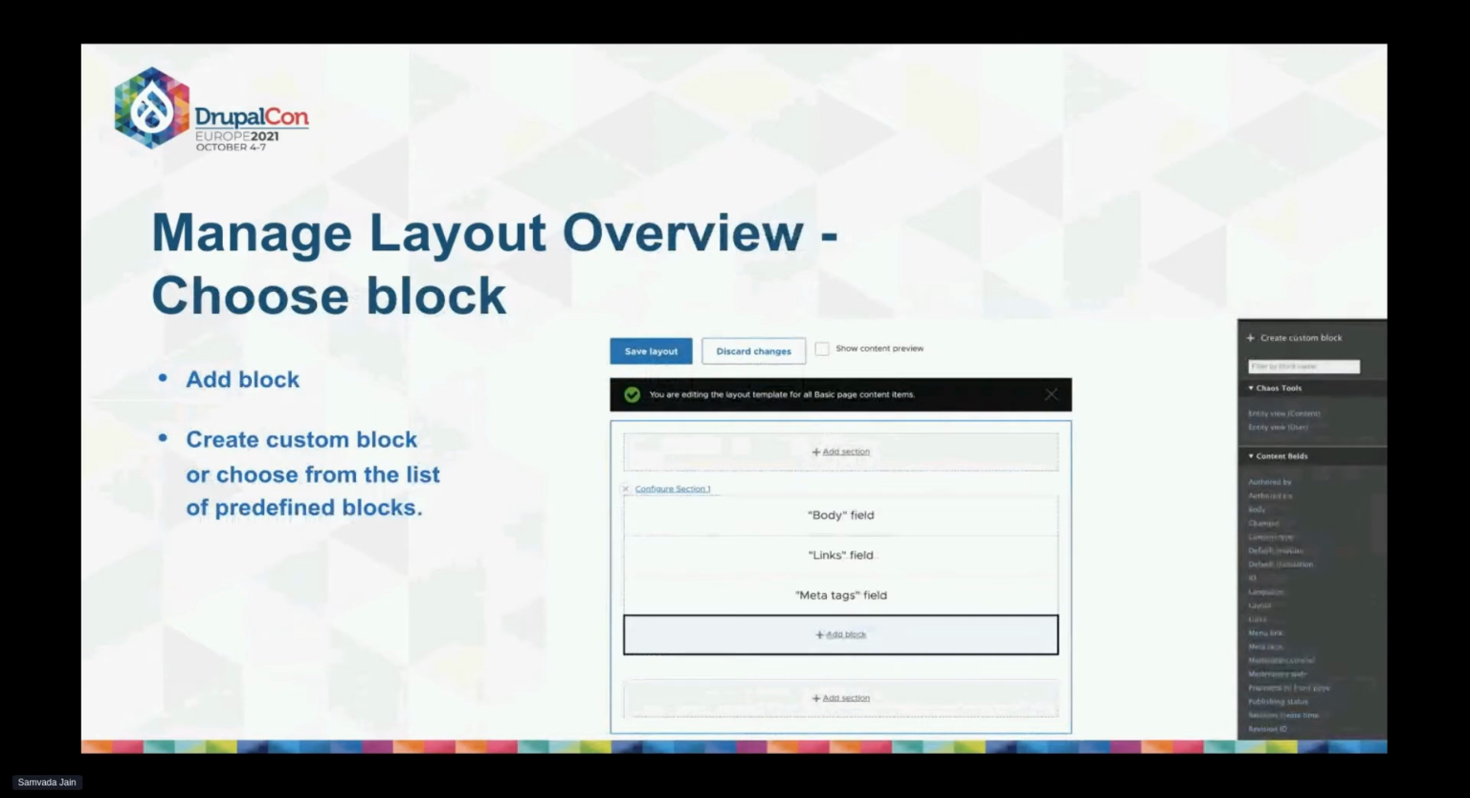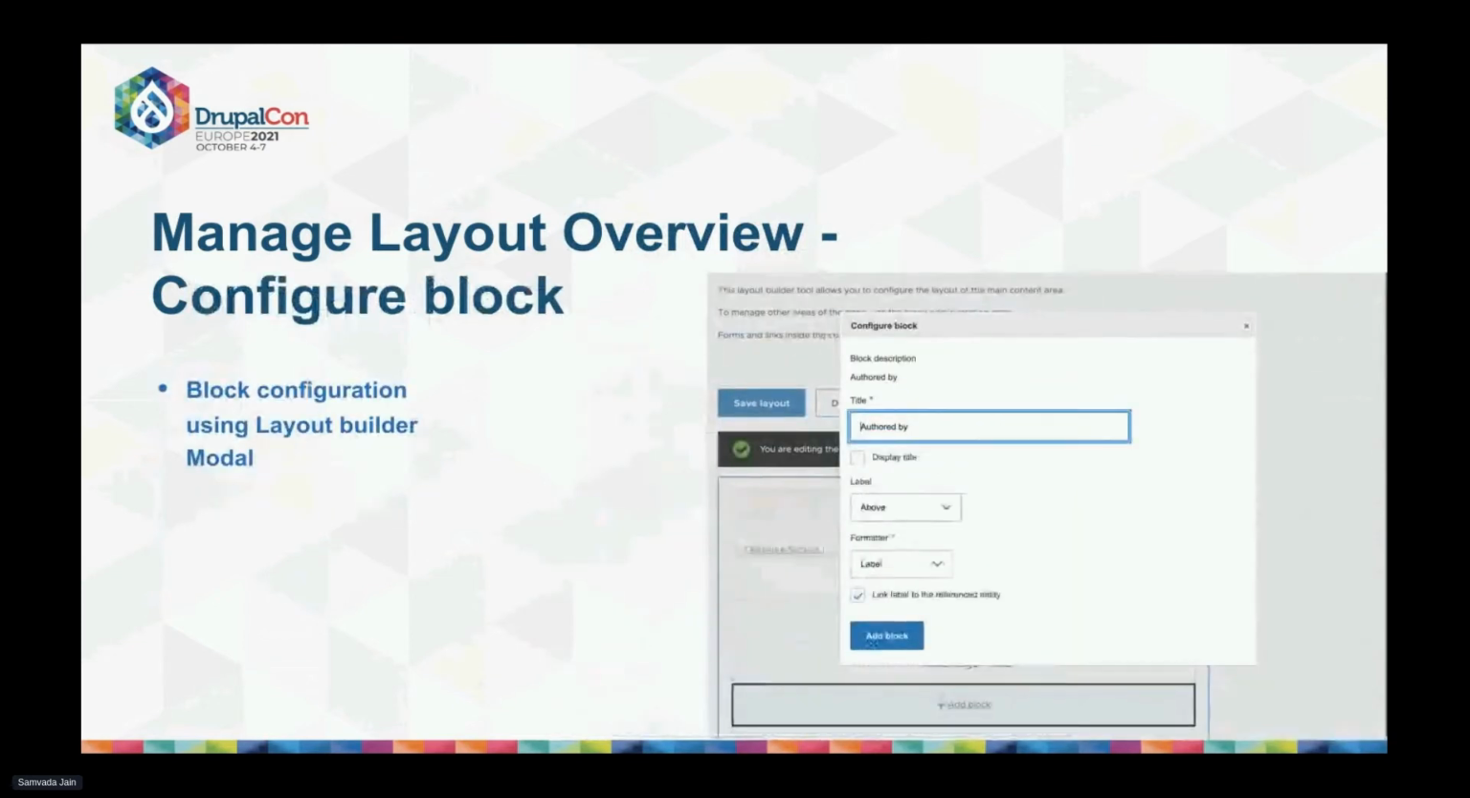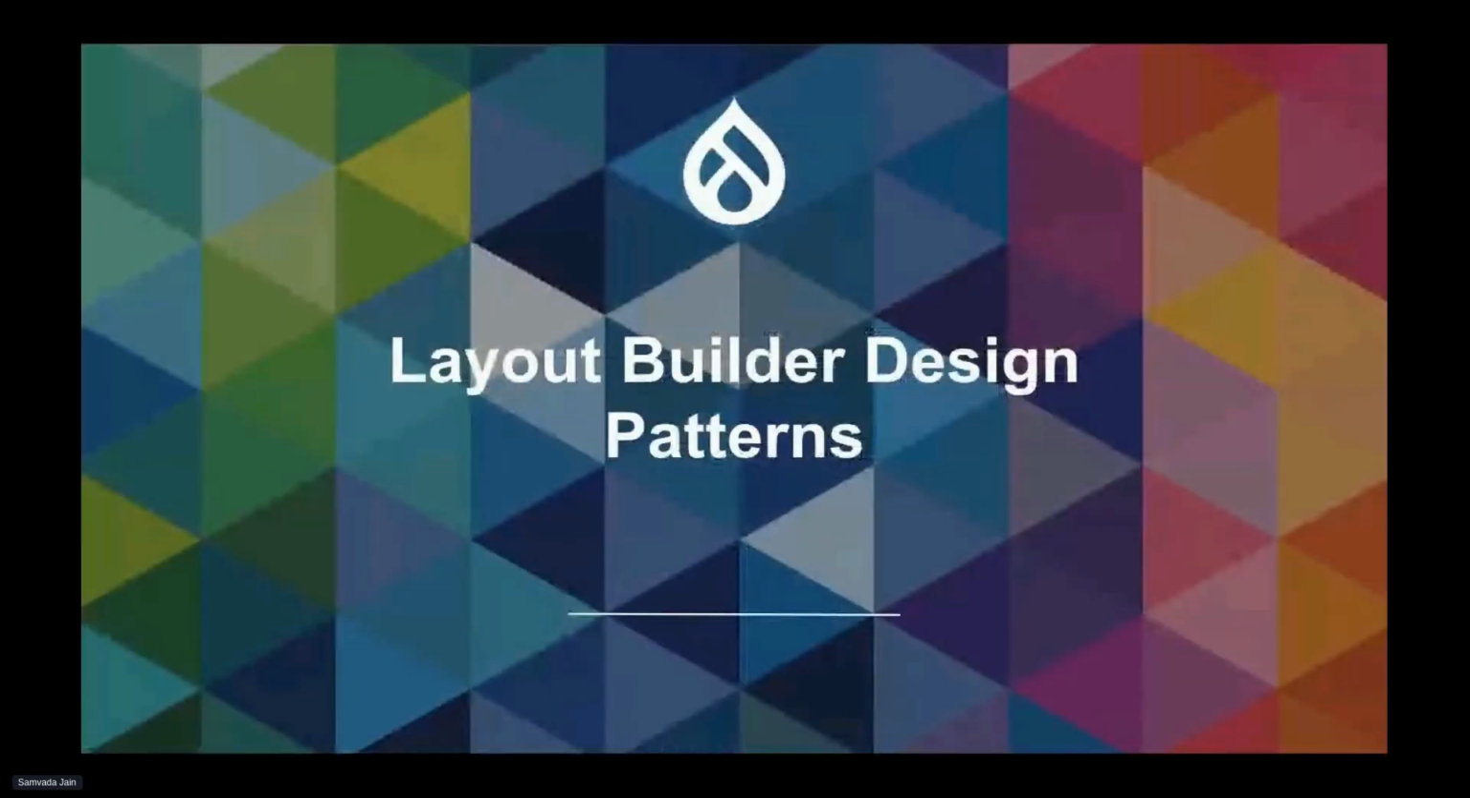And this is a page where you add a block. When you add block, on the right side you will be shown the whole list of enabled blocks. You can also create custom blocks in here. And moving on, there will be a block configuration page as well. And this is similar to the normal traditional block configuration. So that's the anatomy of the layout builder.